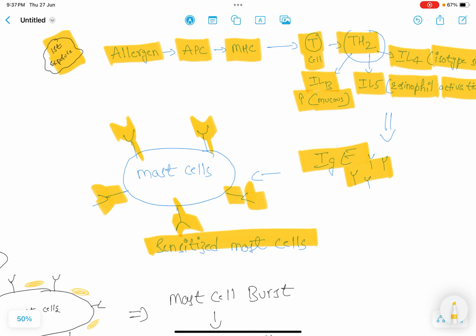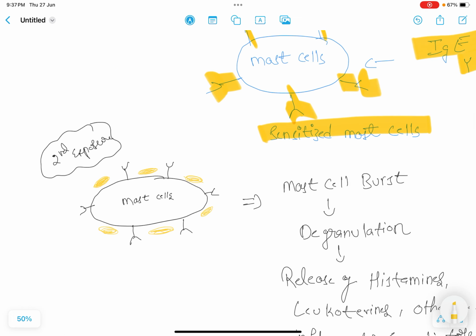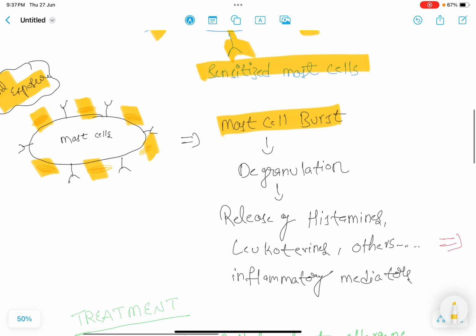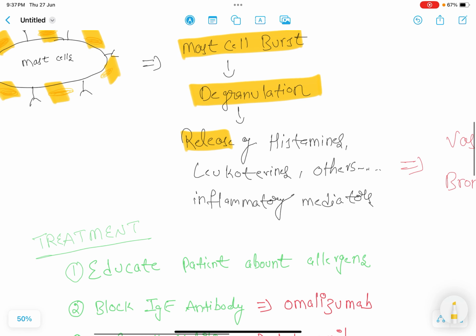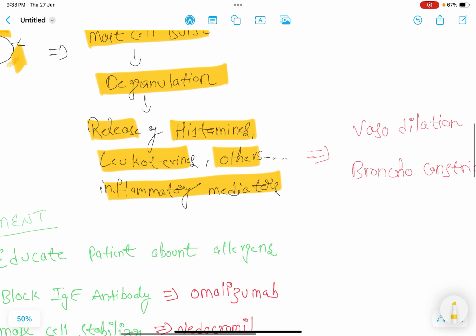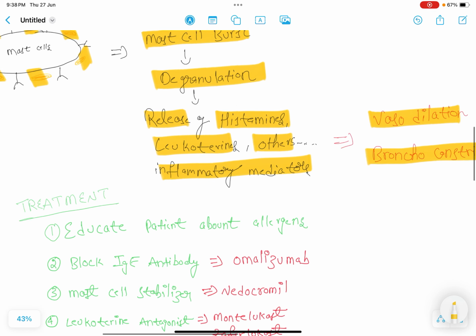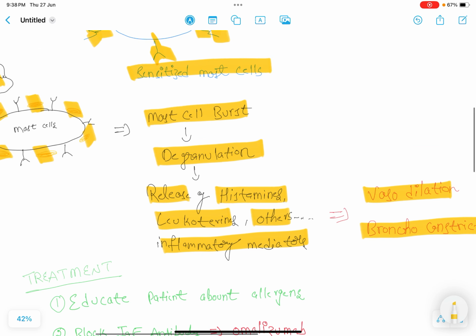Sensitization of mast cells. When the same patient gets second time exposure, the antigens will come and sit in between these antibodies on the sensitized mast cell. Now this mast cell bursts and it causes the degranulation and therefore it causes secretion of the histamines and the leukotrienes and the other inflammatory mediators. All this together will cause the vasodilatation and the bronchoconstriction. So this is how the asthma pathology takes place.